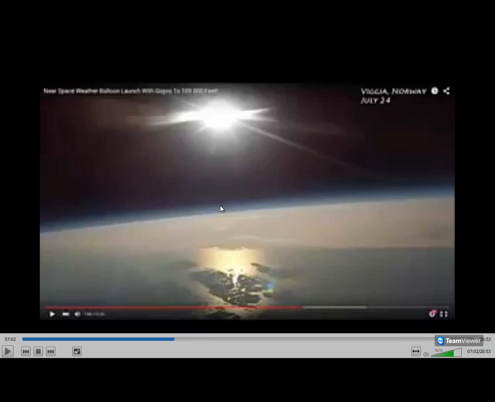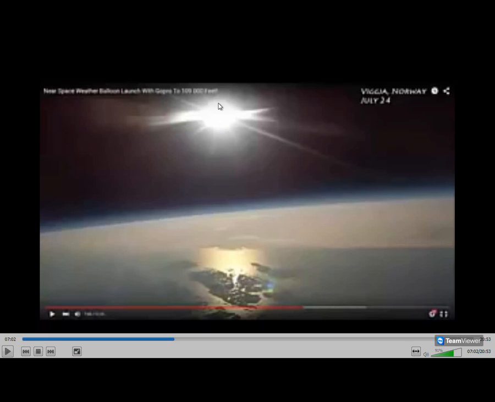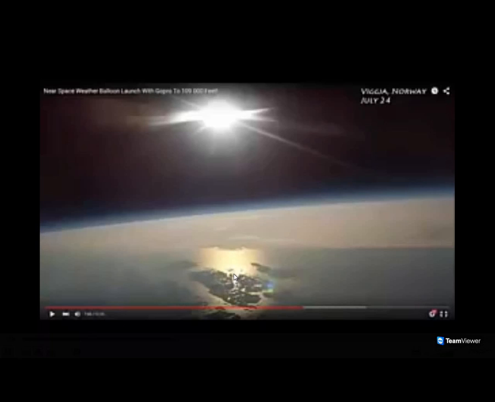Which means there's no way in the world that the sun is 93 million miles away and is leaving a hot spot. The sun, as you can see here, is just a little ball, no bigger than the moon, and no more than 3,000 to 5,000 miles high. It's not that high. You can see the date is July 24th.